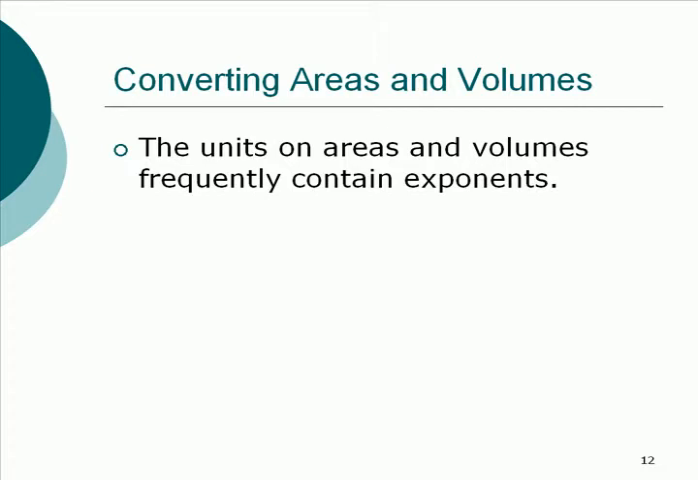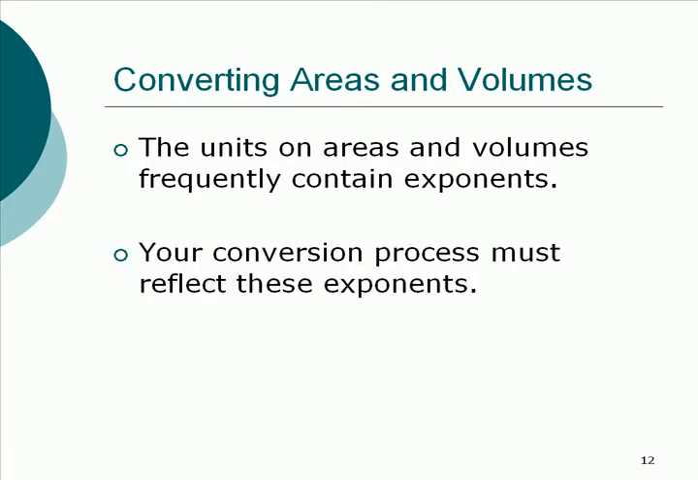Areas and volumes often contain exponents. For example, if we were to measure the area of the carpet in this room, it would be in yards squared, or square yards. If we were to measure how much air is in this room for the purposes of heating it, for example, we'd want to know how many cubic feet, or feet cubed. That requires a special process when you're performing a conversion. That is, the conversion process has to reflect the fact that those units are not straight up units, but in fact squared or cubed.